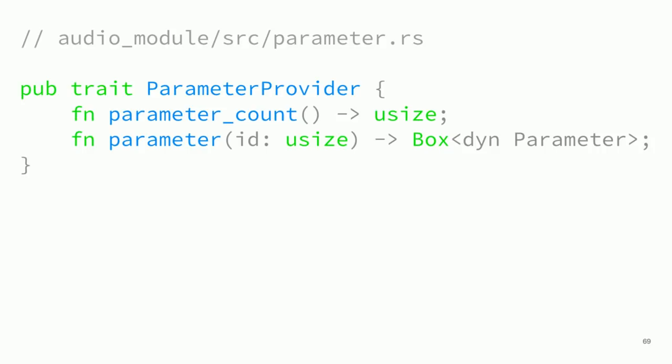I wanted to show here also the parameter trait that I didn't show you yet. This is now being used in this context for dynamic polymorphism. So the parameter provider, given an ID, will give you a parameter which we don't know about at compile time, but we do know about at runtime, and it becomes what's called a trait object. In C++, I guess this would be a virtual object. So it has a vtable, and this object is stored in a box, which in C++ terms is a unique pointer.